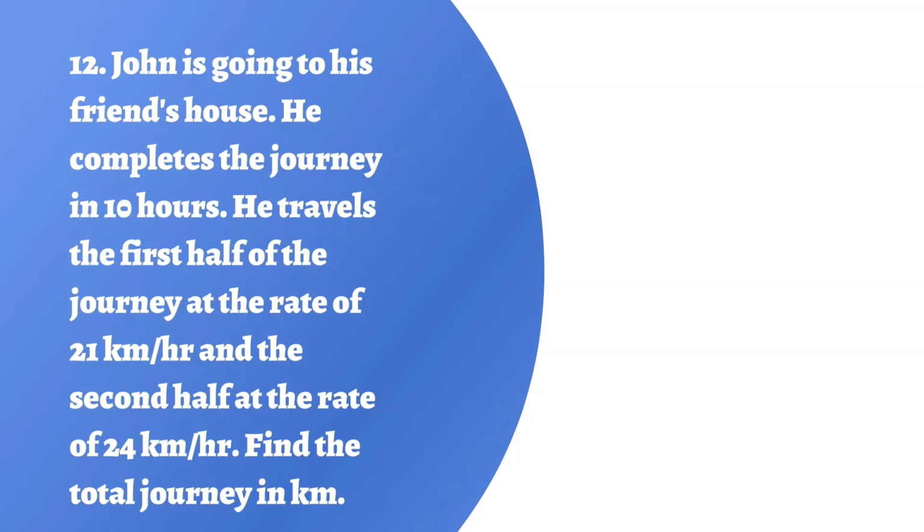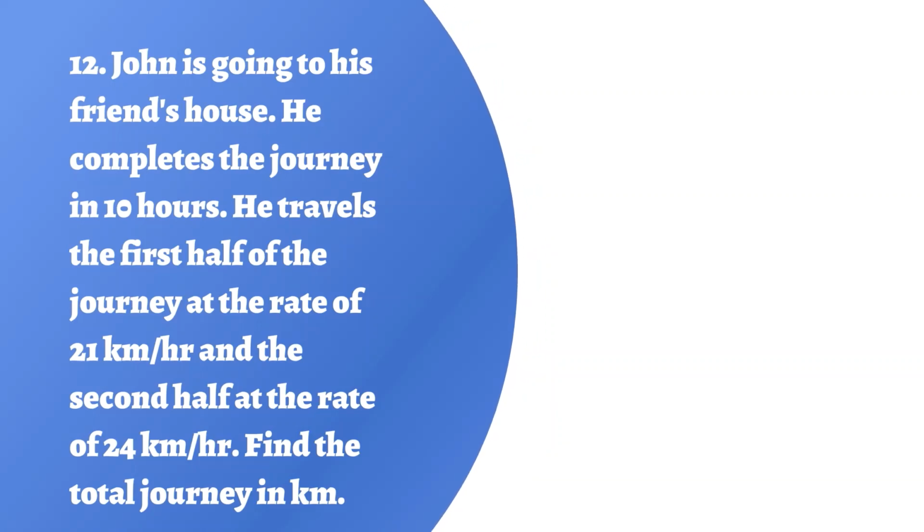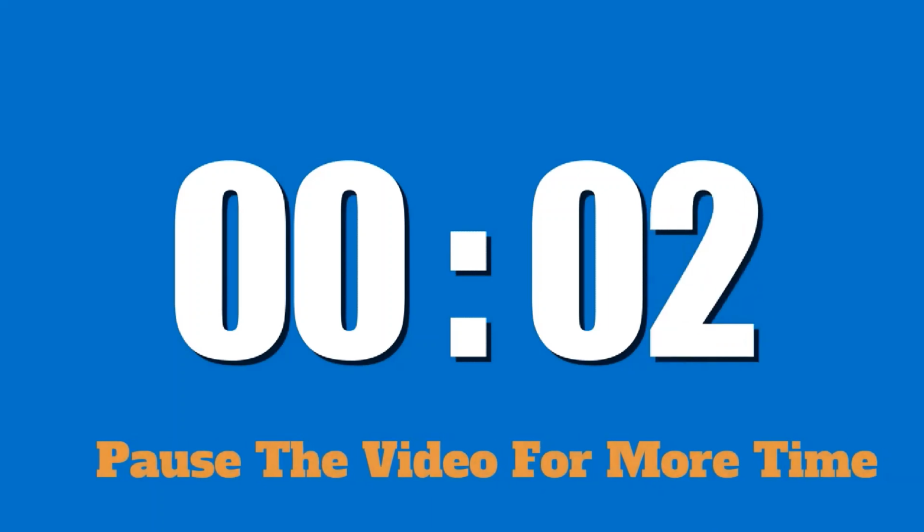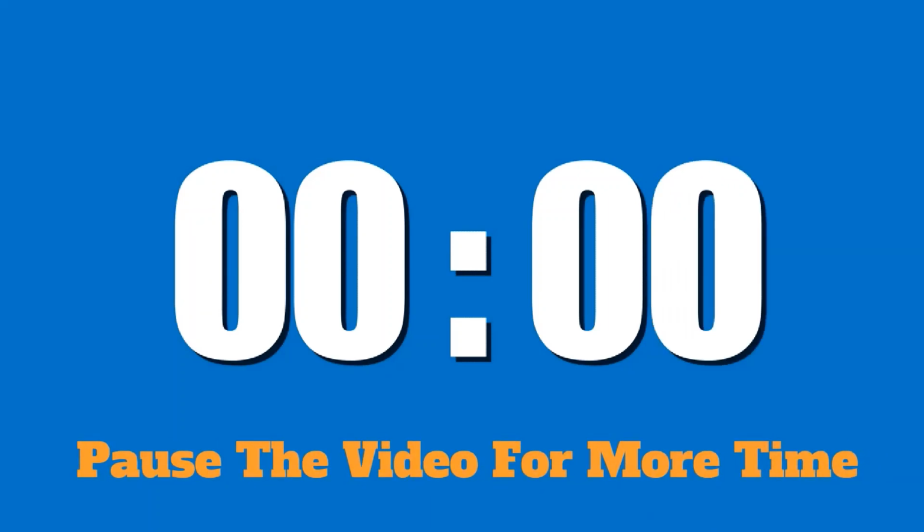Number 12. John is going to his friend's house. He completes the journey in 10 hours. He travels the first half of the journey at the rate of 21 kilometers an hour and the second half at the rate of 24 kilometers an hour. Find the total journey in kilometers. Pause the video for more time to solve this problem.